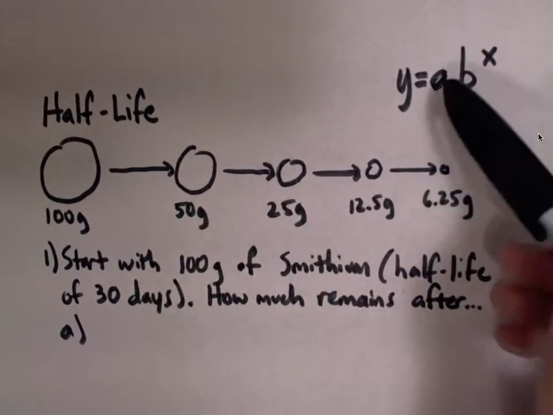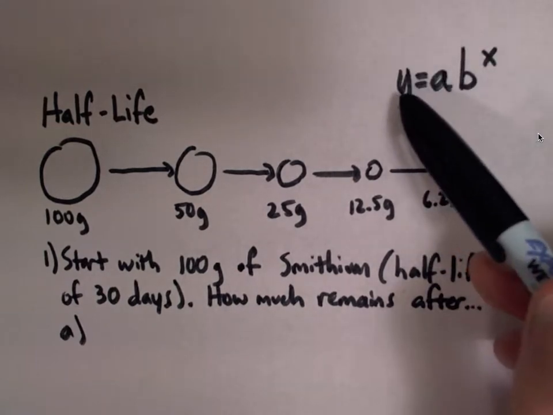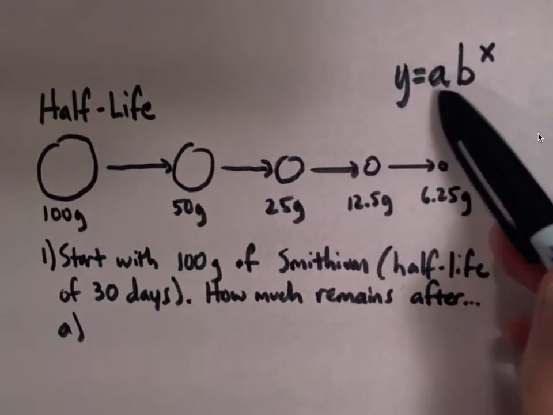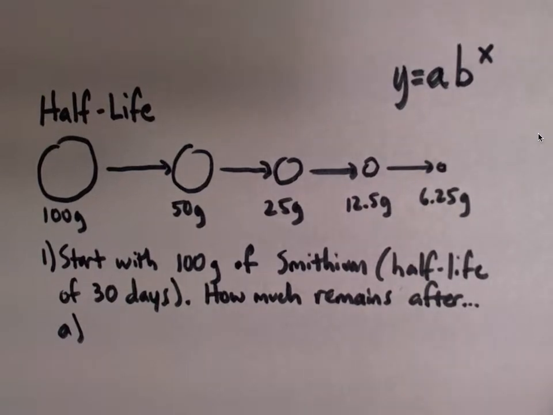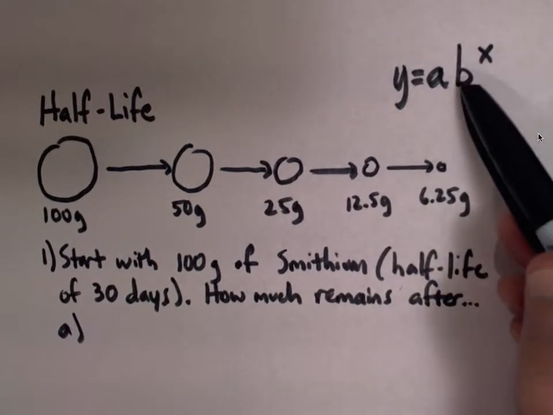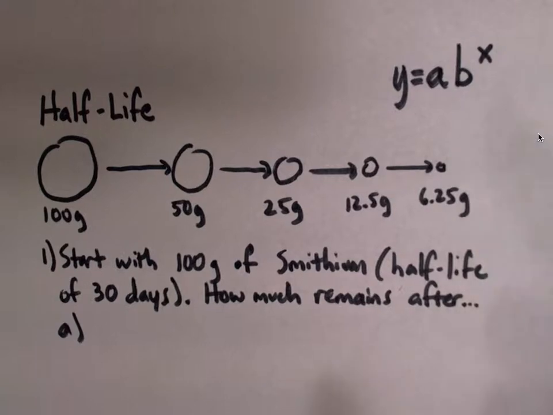And the point I want to get across is that we've been studying this exponential form here. The half-life formula is really just another form of this. So don't think of it as something separate. Remember, A stands for initial, B stands for the growth or decay rate, and X is your time.